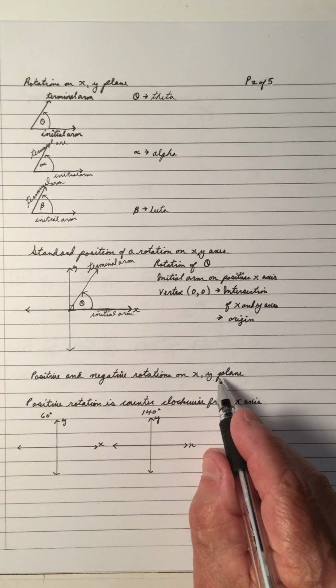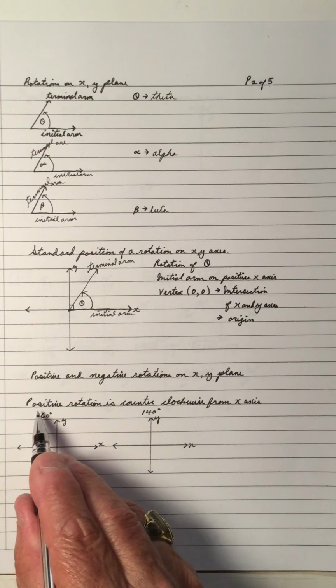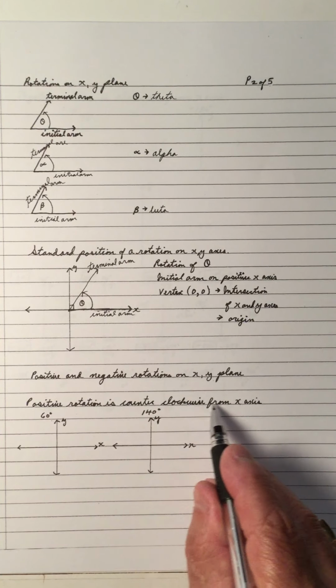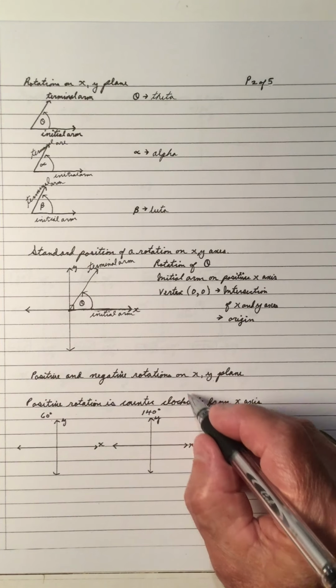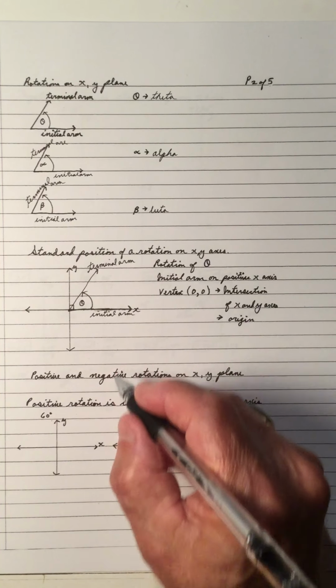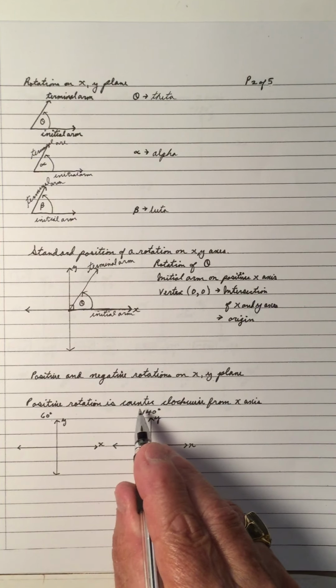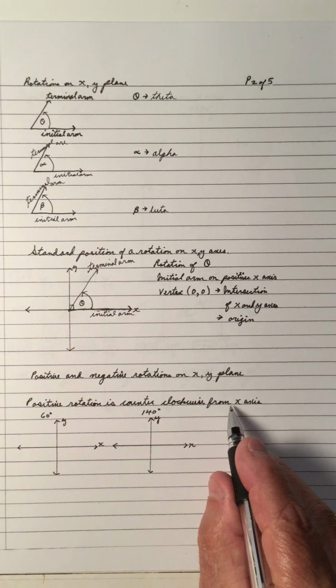Positive and negative rotations on the XY axis. A positive rotation is counterclockwise from the x-axis. Clockwise moves this way, counterclockwise moves that way. So a positive rotation is counterclockwise from the x-axis.